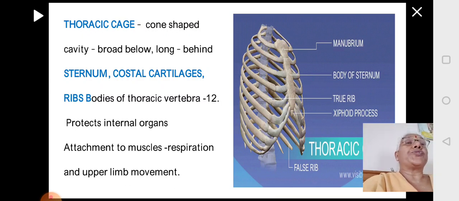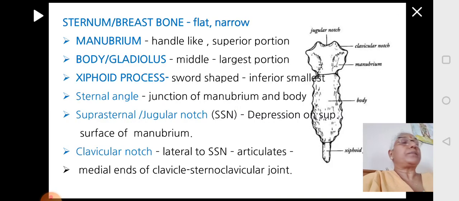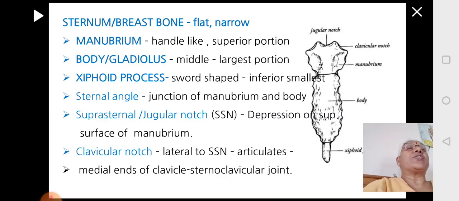All of them together will participate in the formation of the thoracic cage or the rib cage. The first bone we will be looking at, which goes into the formation of the rib cage, is the sternum, which is called the breastbone. If you feel on your chest, you can see there is a hard bone, which is the sternum. This is a flat and narrow bone. It is made up of different regions.